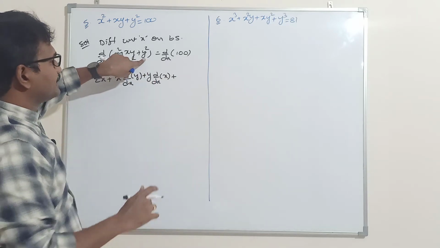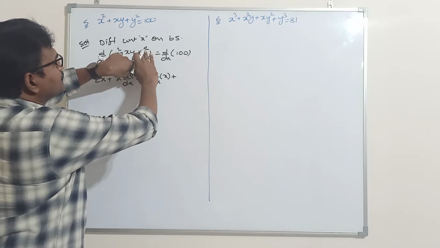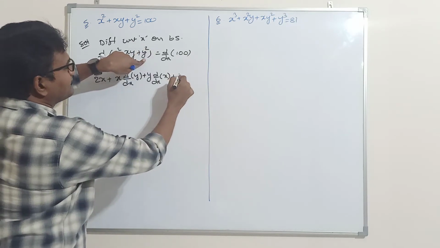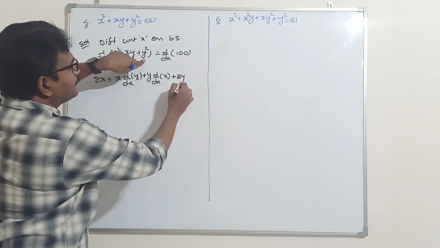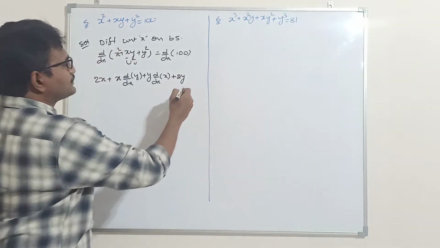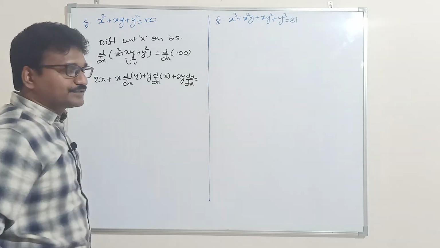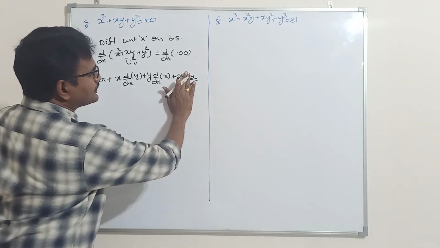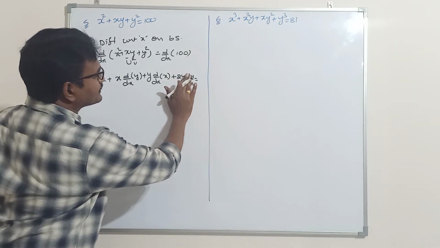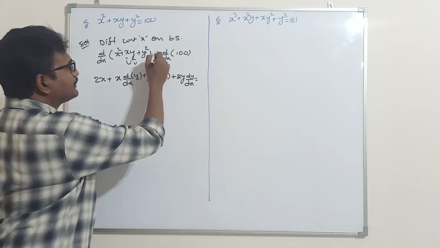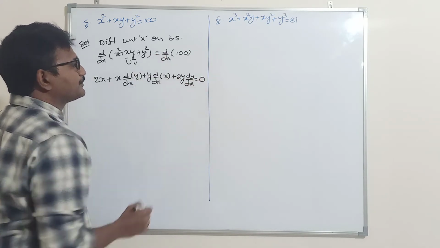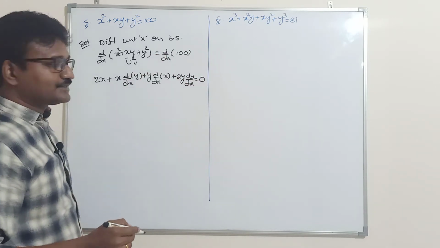Derivative of y square. For y square's derivative, close this part and assume it as x. Derivative of x square means 2x. Similarly, derivative of y square means 2y, into dy by dx, because the part you assumed as x is y. So that's why we find the derivative of y, which is dy by dx. Derivative of 100 is how much? It is a constant. Derivative of a constant is 0.